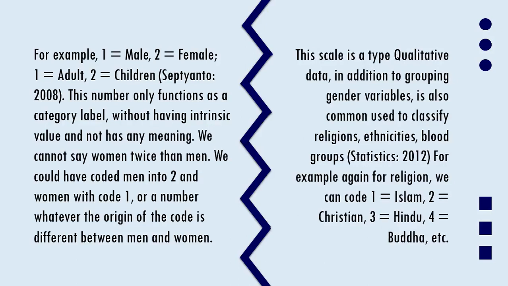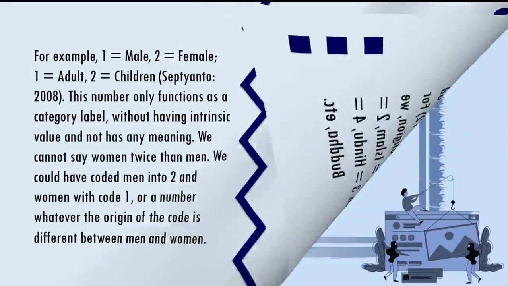This scale is a type of qualitative data. In addition to grouping the gender variable, it is also commonly used to classify religions, ethnicities, and blood groups. For example again, for religion, we can code 1 for Islam, 2 for Christian, 3 for Hindu, 4 for Buddha, etc.